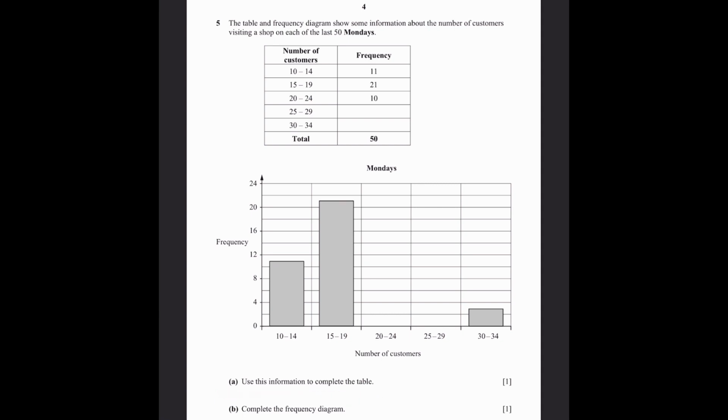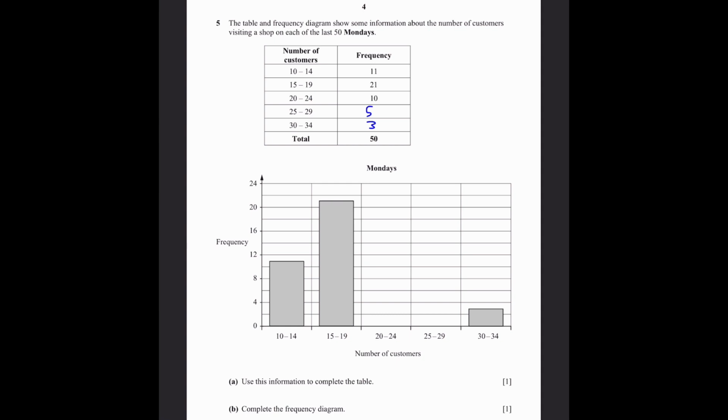So we have 30 to 34, which is at the height of 3 in the frequency. So frequency here is also 3. And for 25 to 29, it's all the remaining except for these. So 50 minus all of these, and if you do that correctly, you get the answer as 5. B, complete the frequency diagram.